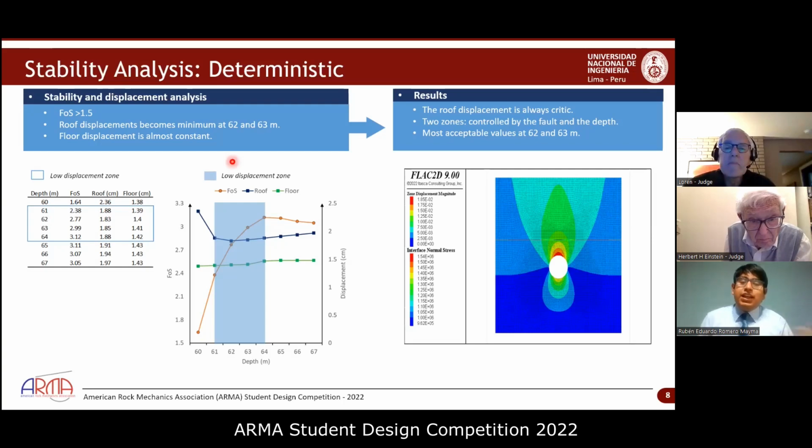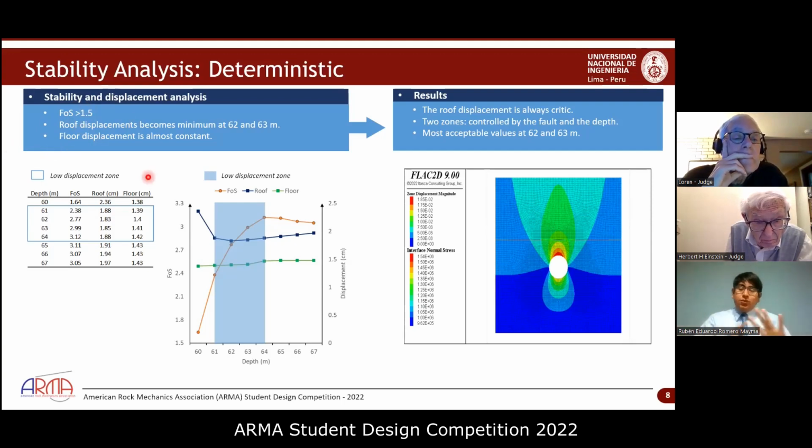the factor of safety analyzed should be with the displacement in the roof and the floor, and the analysis is realized for each depth. For the deterministic analysis, the factor of safety is always greater than 1.5 in this case, and it could give the first impression that whatever depth could be the answer. But for that, the displacement analysis is carried out.